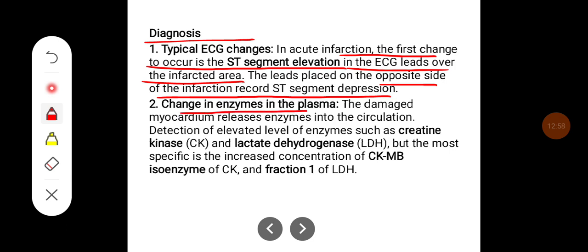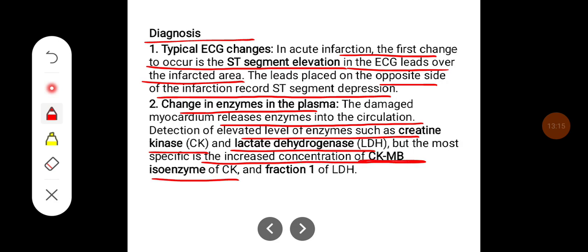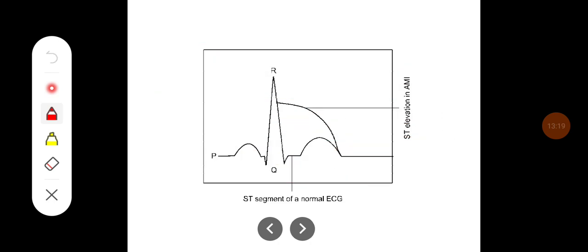There will be change in the enzymes in the plasma. The damaged myocardium releases enzymes into the circulation. Detection of elevated levels of enzymes such as creatine kinase and lactate dehydrogenase, but the most specific is increased concentration of CK-MB, an isoenzyme of CK, and a fraction of LDH. So these are the ECG changes that you see in acute myocardial infarction. That is, you see there is elevation in the ST segment.